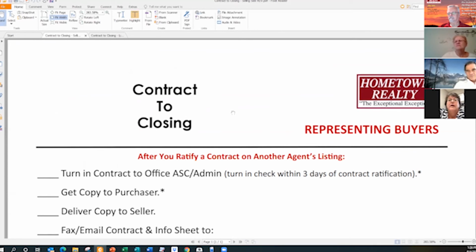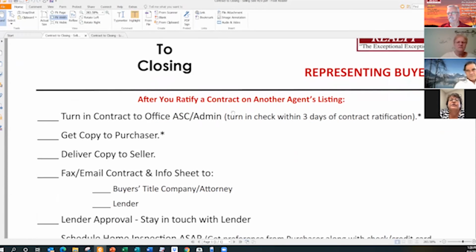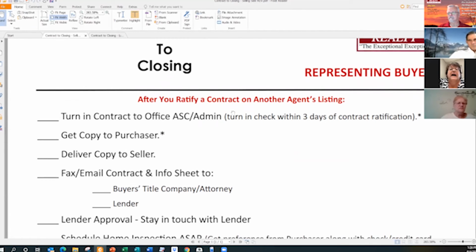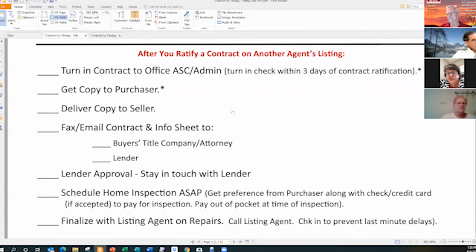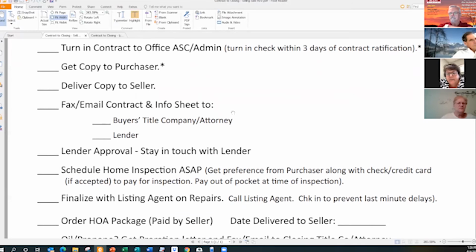Okay, so now we're going to go to when you're representing the buyer. A lot of it's the same or very similar. We've already talked about as soon as you get that contract, turn it in with a completed info sheet and the EMD. Get a copy of the contract to your client, deliver a copy to the seller, fax or email the contract and info sheet to the buyer's attorney and the lender.